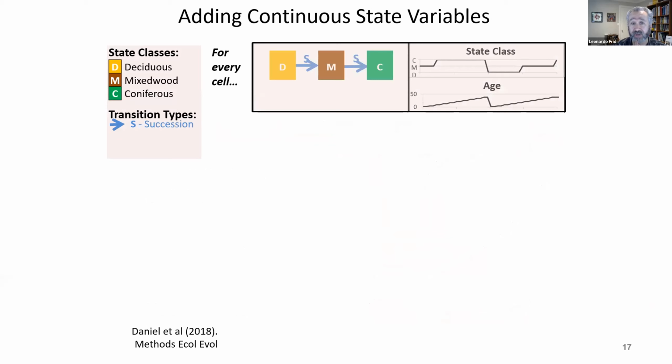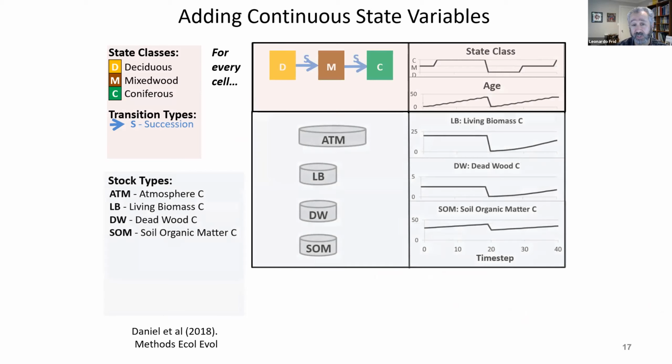And so how do we add continuous variables? So here again is the very simple example that I showed you. In this case, just showing the natural succession transitions. And what we first do is we add to the model what we call stocks. So these would correspond in the case of modeling carbon to your different carbon pools. And the stocks that you add can be quite flexible. So nothing is hard coded about what stocks you're adding to your model.